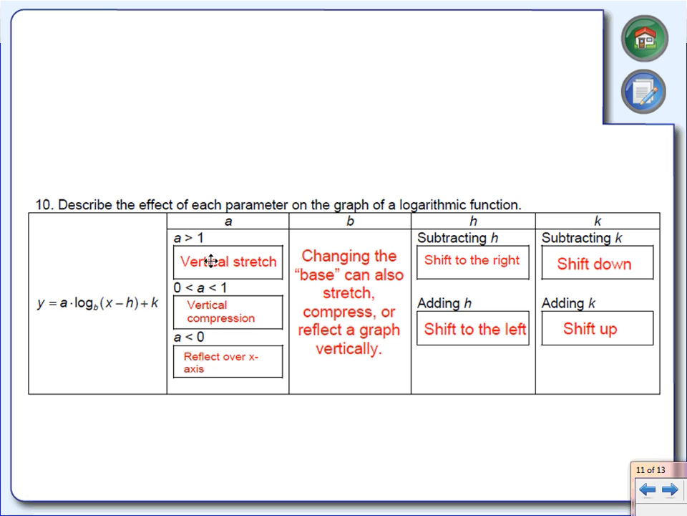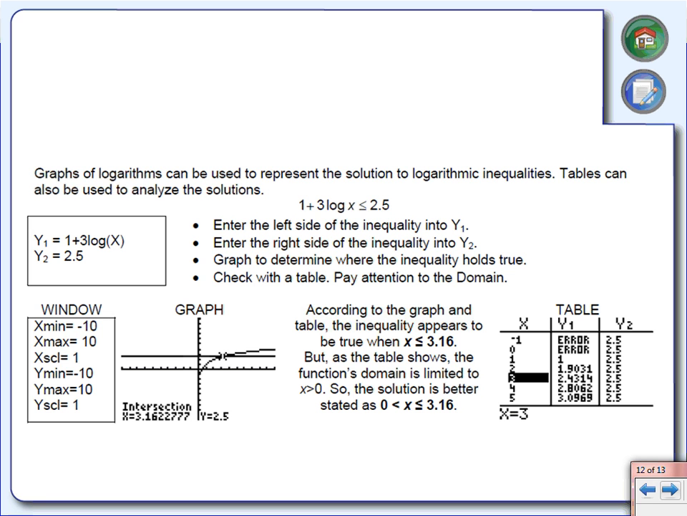Now let's take a look at the last page. We've got one last thing to look at here, and that's inequalities. Now here it says in order to solve a logarithmic inequality, we're going to do a couple of things. The first thing we're going to do is take the left side of the inequality, put it into y1. We'll take the right side of the inequality, put it into y2. We'll graph to determine where the inequalities hold true. And we're going to do that by finding the intercepts. And then we'll check with our table and pay attention to the domain.